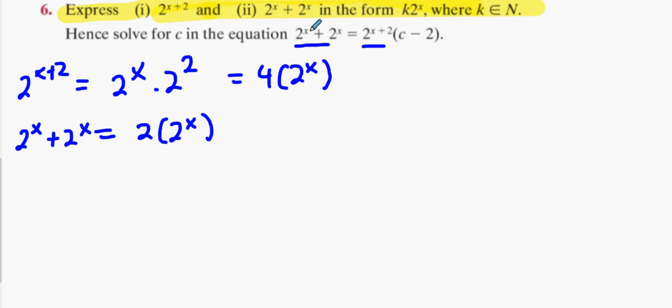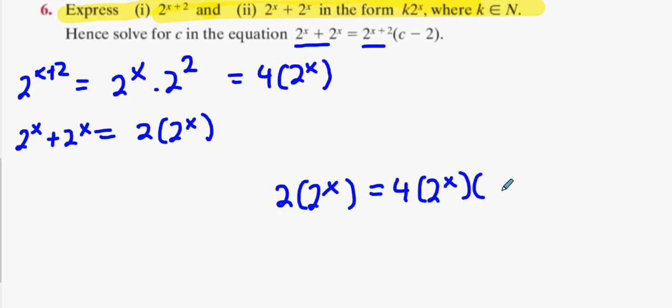Well, 2 to the power of x plus 2 to the power of x is 2 by 2 to the power of x. Then on the other side we have 4 by 2 to the power of x, and then we have c minus 2. Can I pause it there? Does everybody see what I did there? Has anyone got any questions off the record?